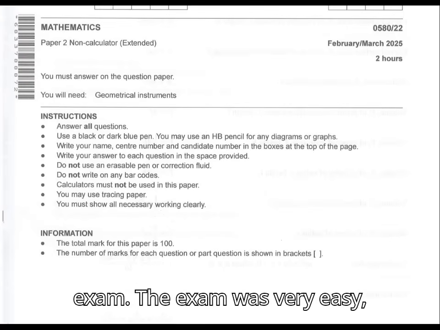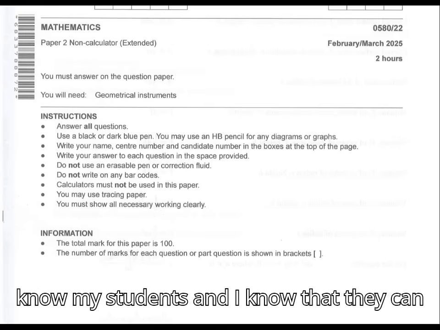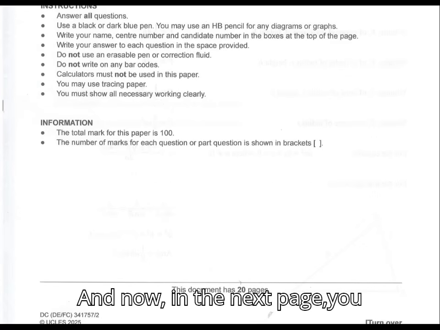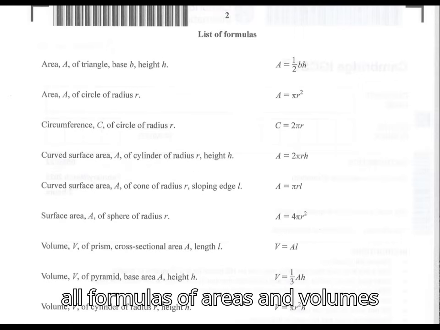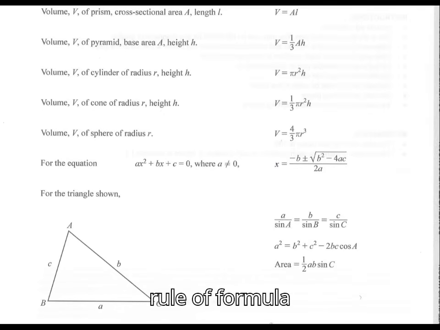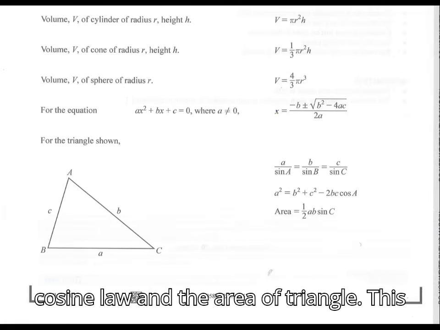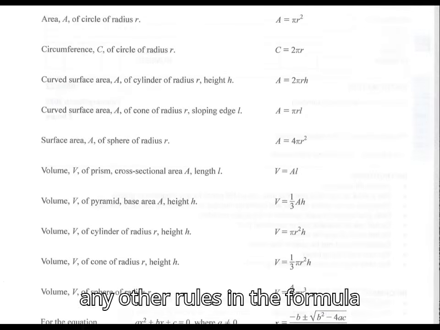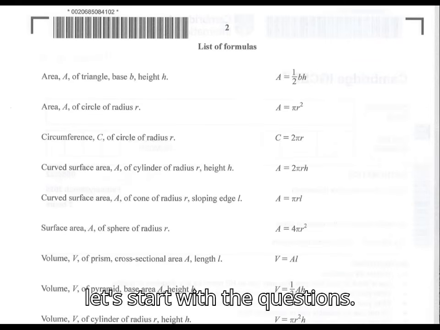The exam was very easy, affordable, and you can solve it easily. I know my students, and I know that they can solve this exam without any problems. And now, in the next page, you will see a list of formulas, all formulas of areas and volumes for different shapes, the rule of formula for quadratic equations, sine law, cosine law, and the area of triangle. This is all what you have. You don't have any other rules in the formula sheet. Okay? Now, let's start with the questions.